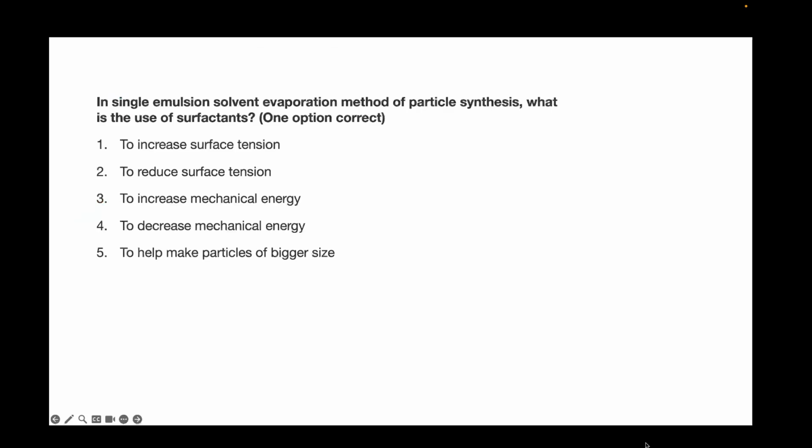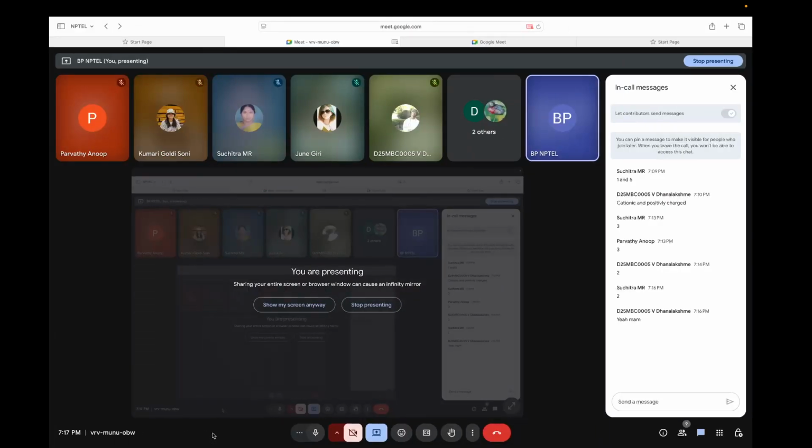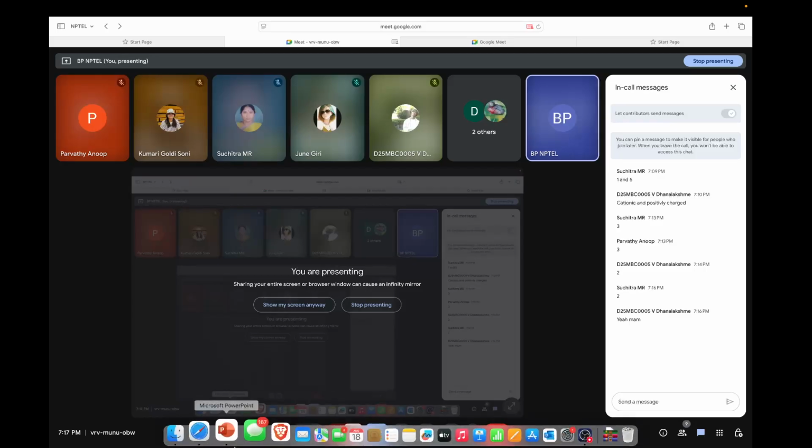Yes, among these options, which option do you think mentions the use of surfactants during the single emulsion solvent evaporation method? Anybody would like to answer?